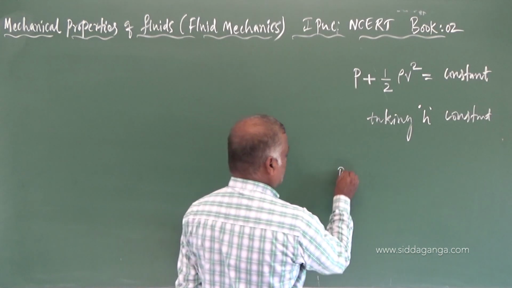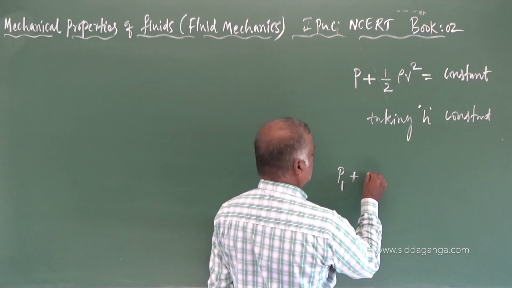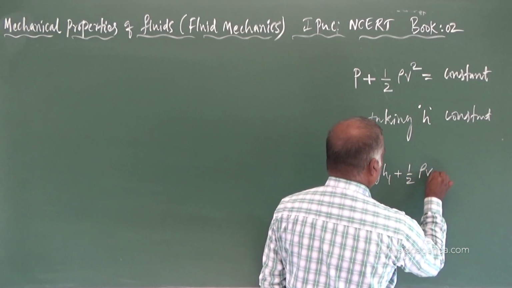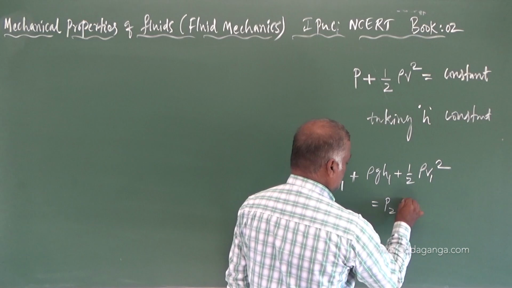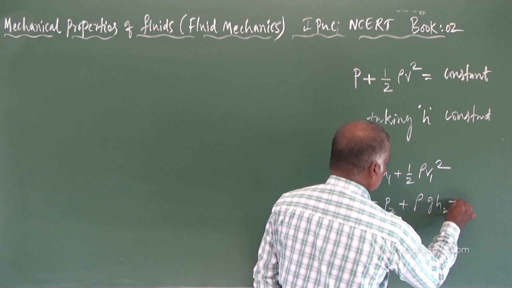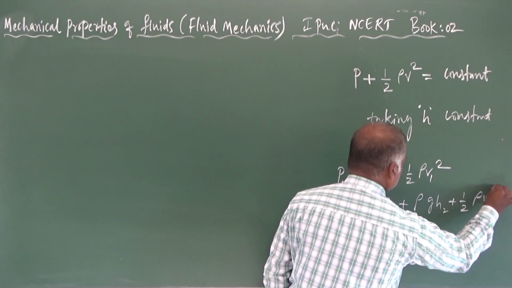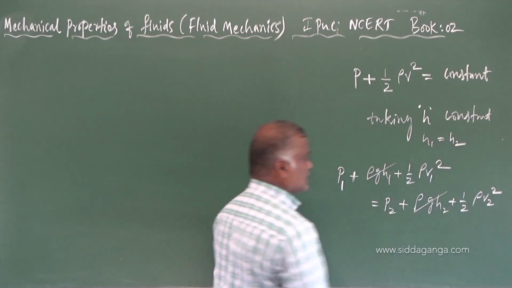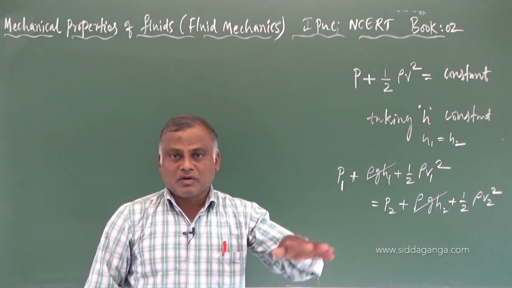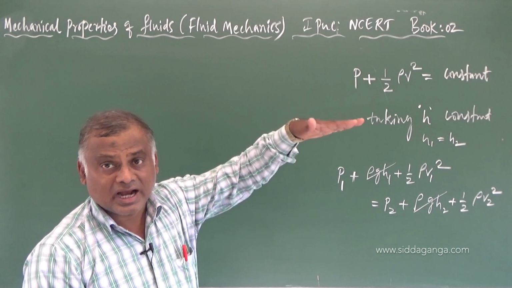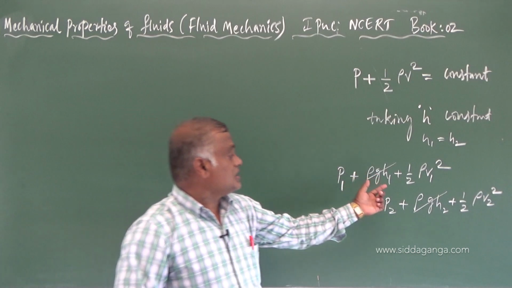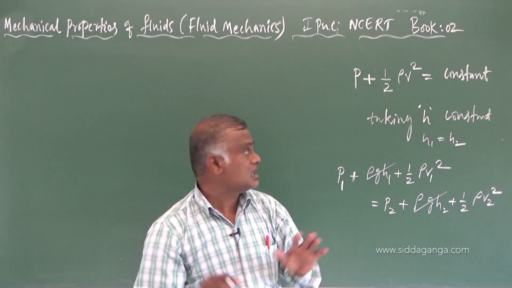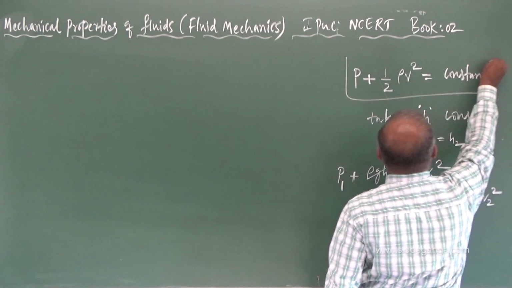In the formula, P1 plus rho g h1 plus half rho V1 square equals P2 plus rho g h2 plus half rho V2 square. This rho g h term gets cancelled because h1 is equal to h2, at a common height from the ground. Potential energy per unit volume is taken constant, hence we have this formula.